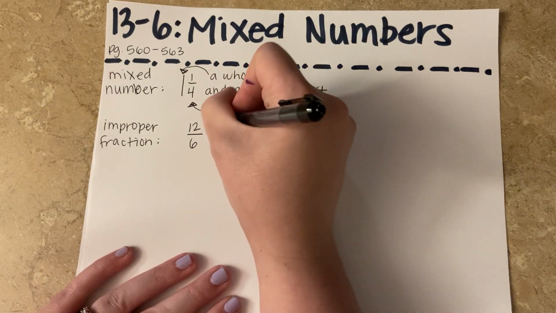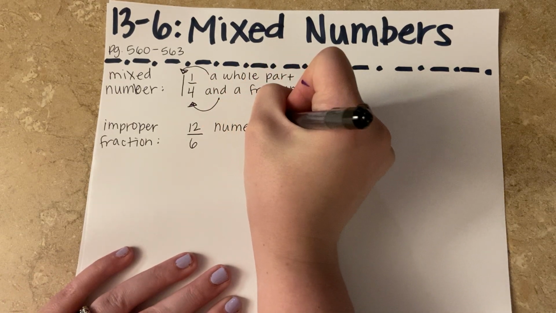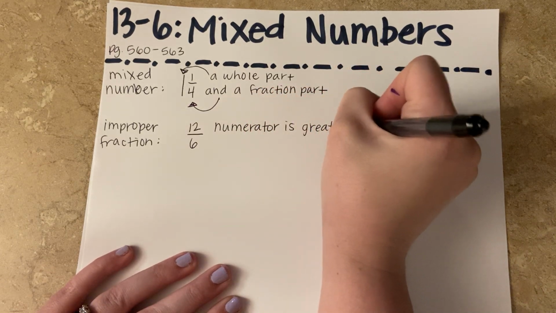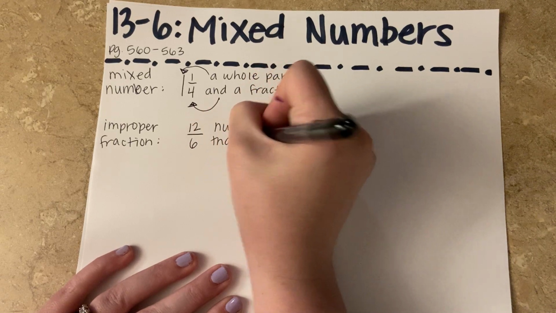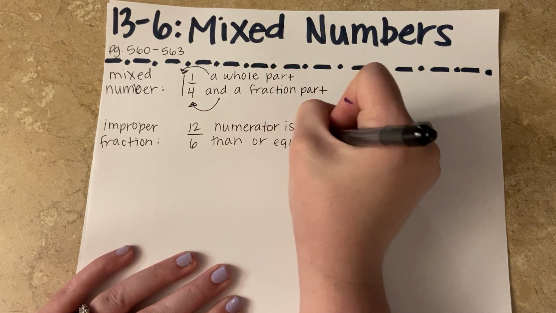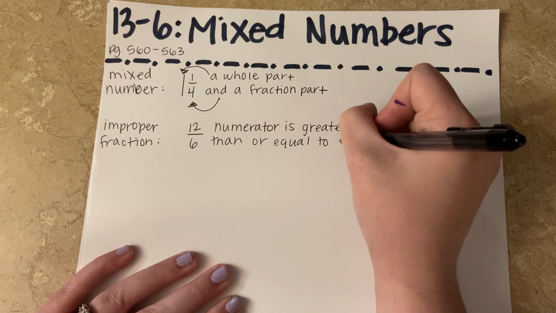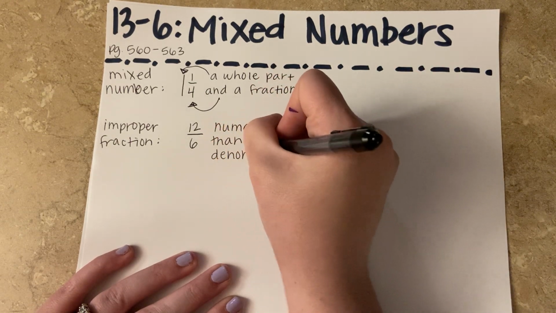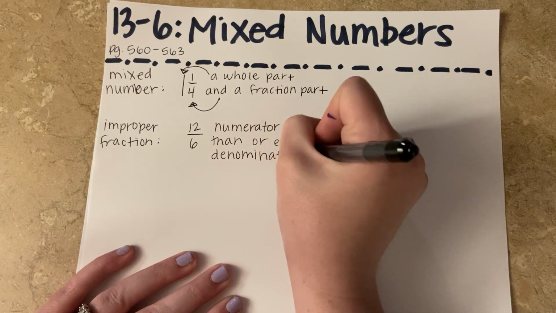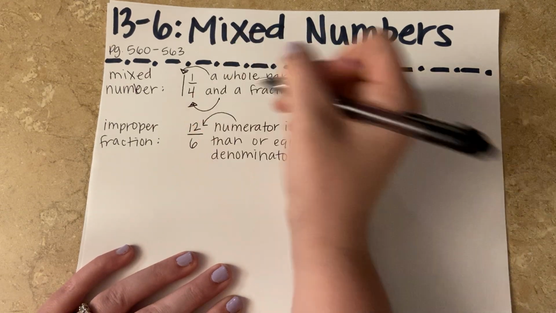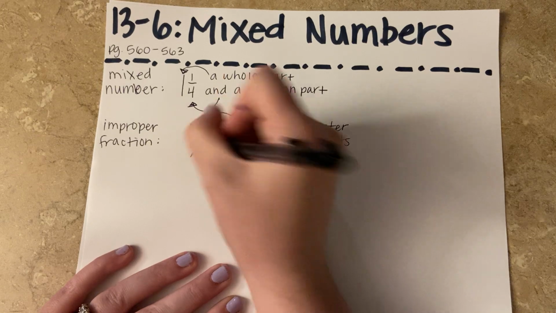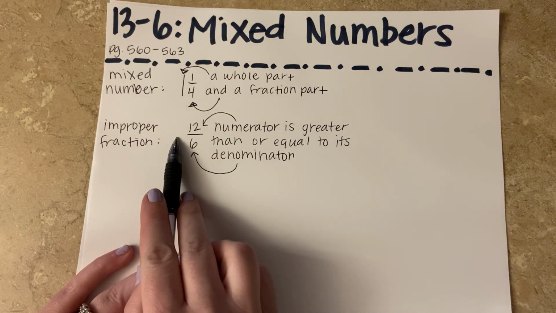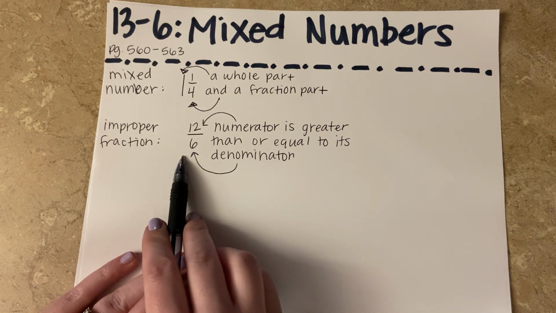So the numerator is greater than or equal to its denominator. Okay, so the numerator, remember, is always on the top. The denominator is always on the bottom. So this is an improper fraction because the numerator 12 is greater than the denominator 6.